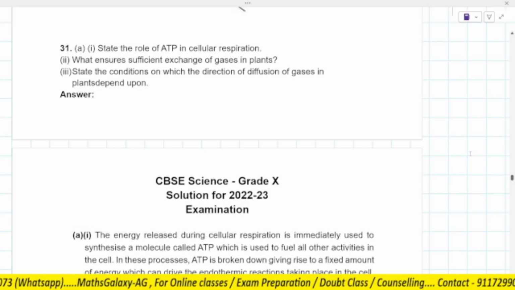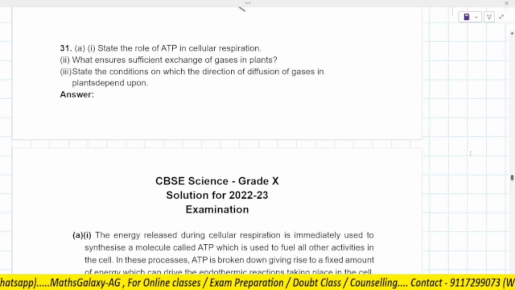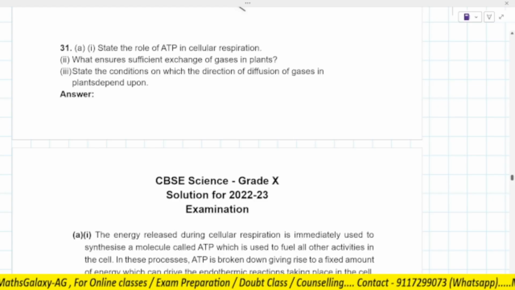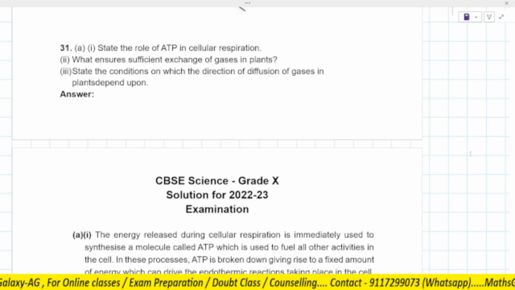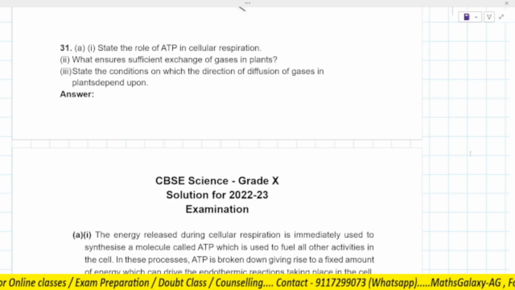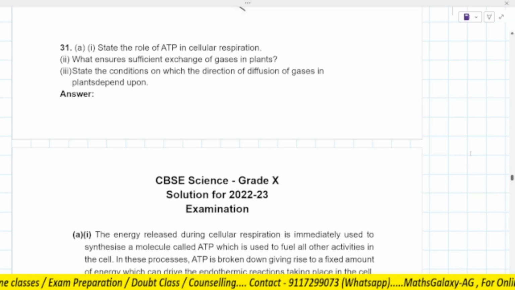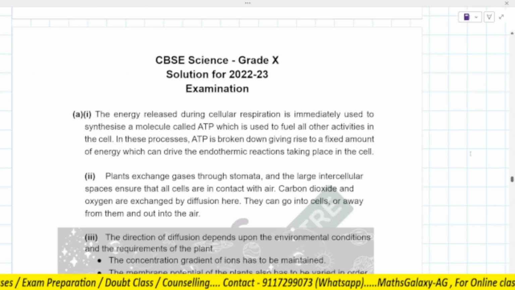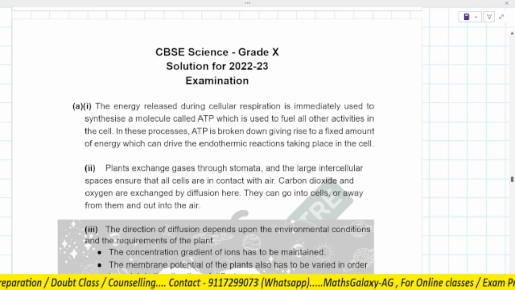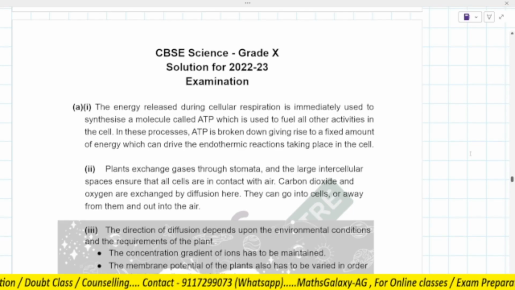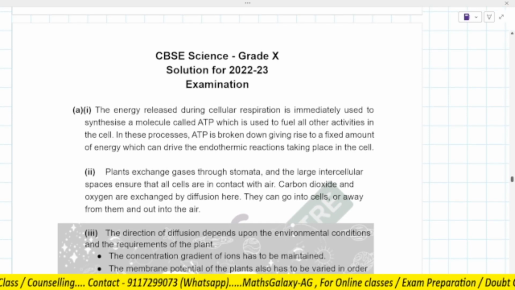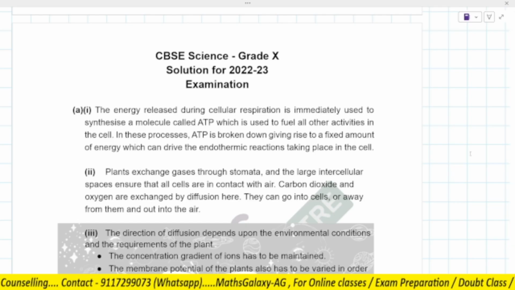Now let's see the second question. What ensures sufficient exchange of gases in plants? Can you explain it? Exchange of gases. In plants, it's present in leaves. Stomata. Very good. So plants exchange gases through stomata, and the large intercellular spaces ensure that all cells are in contact with air. Carbon dioxide and oxygen are exchanged by diffusion here. They can go into the cell or away from them and out into the air.